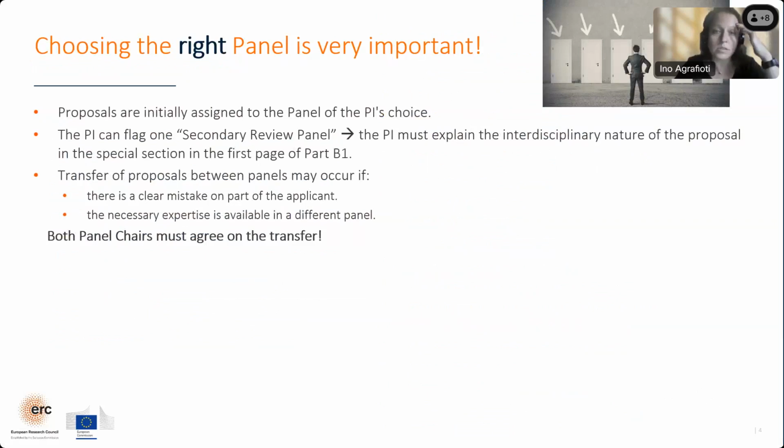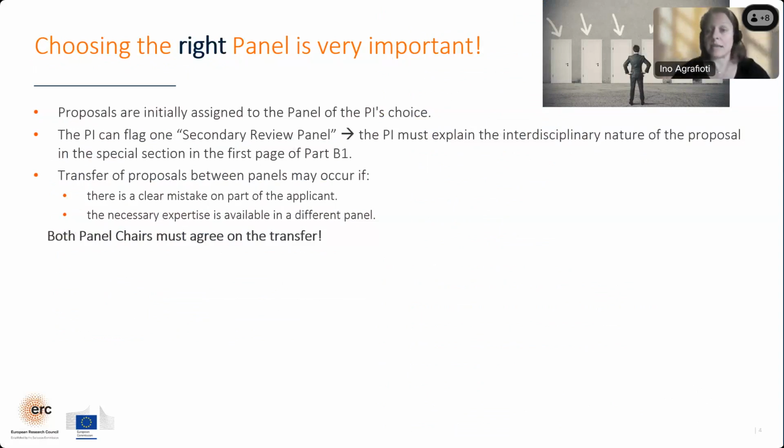And why is it important to choose the panel? Just to say that initially we always follow your choice. This is the initial panel where your proposal is allocated. You have the opportunity to add a secondary review panel. In this case, you have to put in your Part B1, I will explain what is Part B1 later.